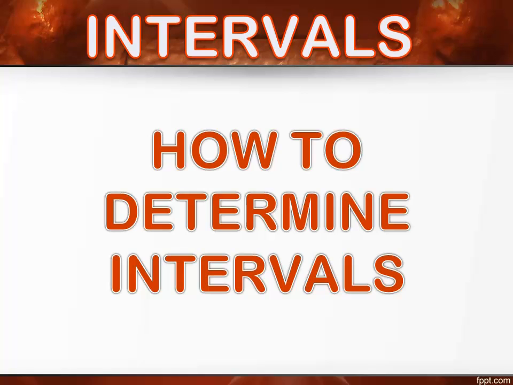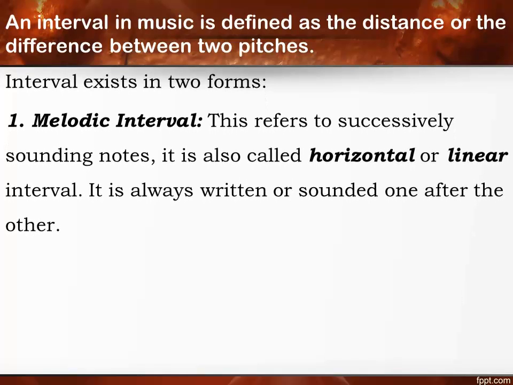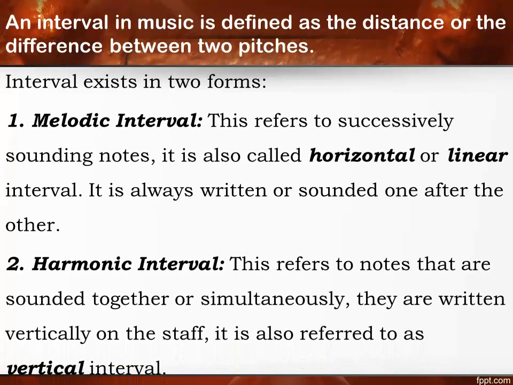Now we've been looking at intervals. We said intervals happen to be the distance or difference between two pitches in music. And then we said intervals exist in two forms. We have the melodic interval, also referred to as the horizontal or linear interval. And then we have the harmonic interval, which is also called the vertical interval.